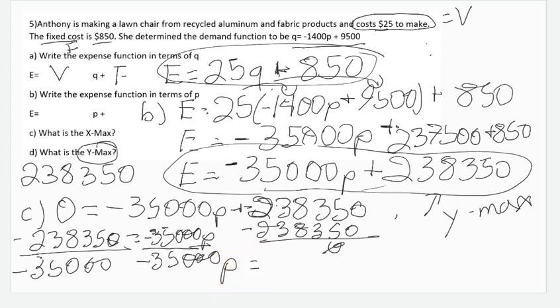So for P, for the X-Max, I got $6.81. Okay, and that is for the X-Max.